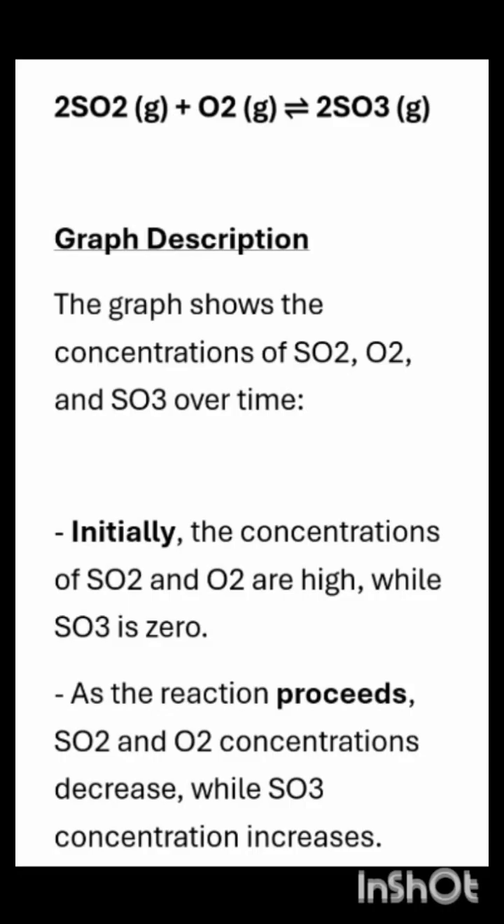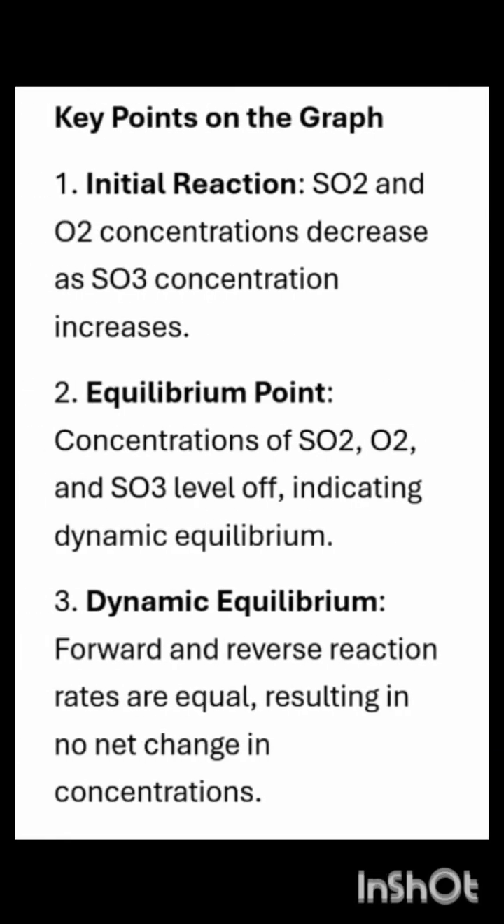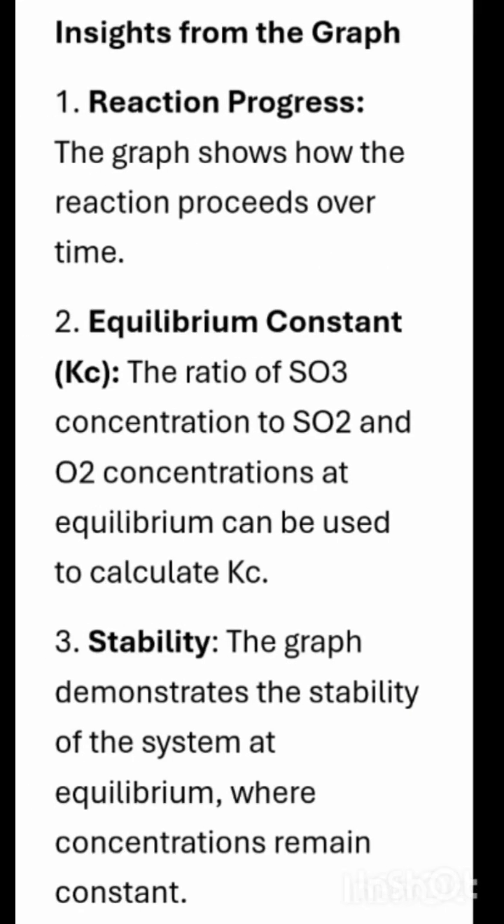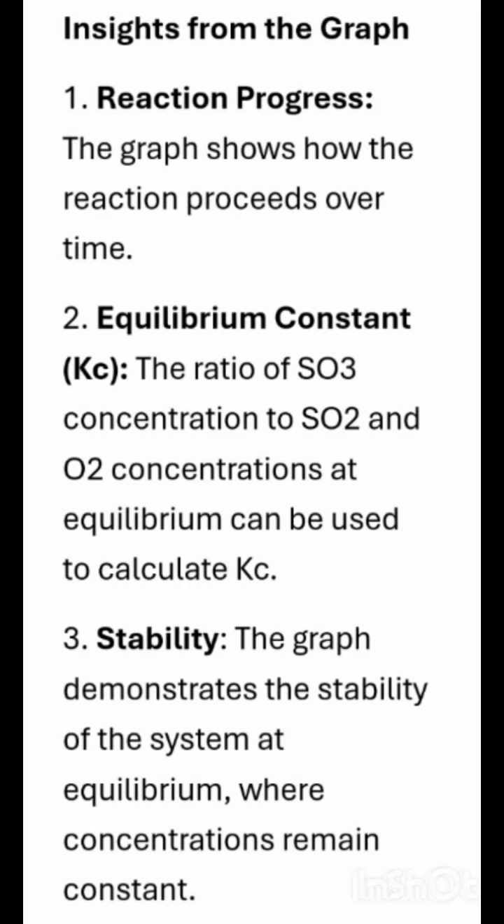So here is a general description: the initial concentrations and the final concentrations. At some point the levels become equal and we will attain the chemical equilibrium. The general key points of the graph are the initial stage, the equilibrium point stage, and then the occurrence of the dynamic equilibrium, in which the forward and reverse reactions become equal. So generally we can summarize the reaction as the reaction progress.